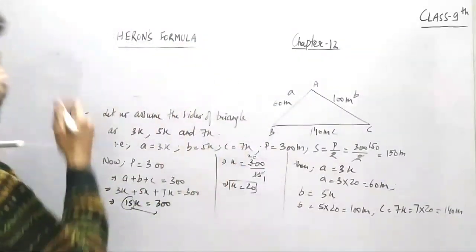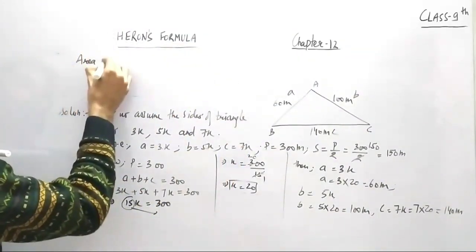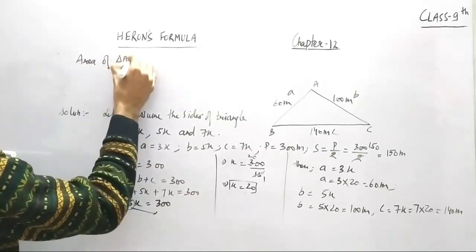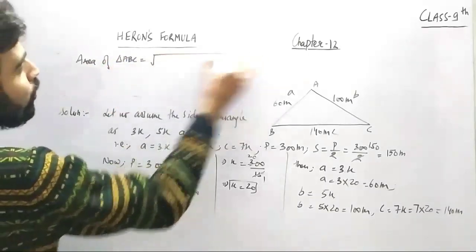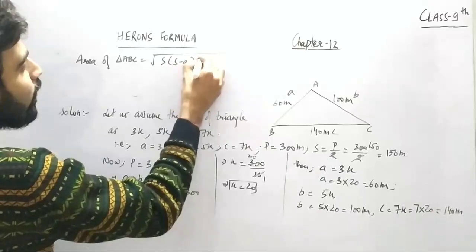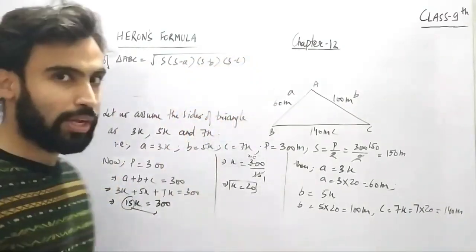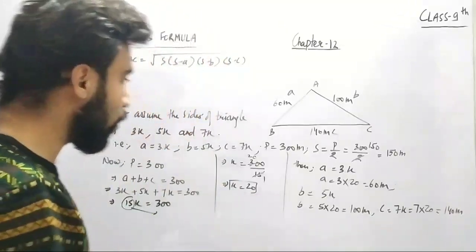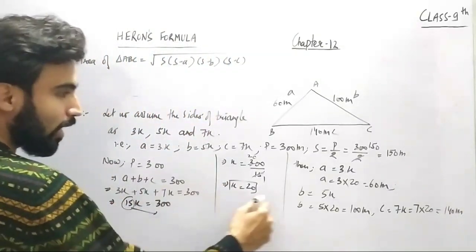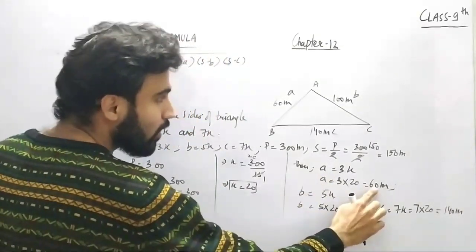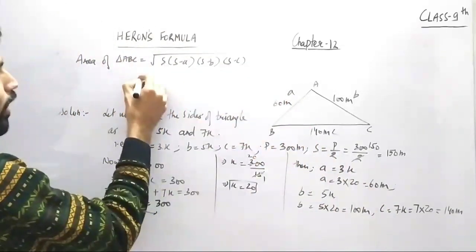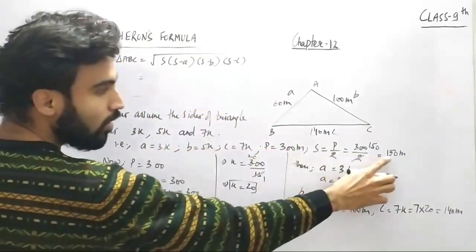Now you can see we know the area of triangle ABC here will be under root s, s minus a, s minus b, s minus c. You know the Heron's formula here. So let me just now substitute the values here. So यहाँ पे आप देख सकते हैं a की वैल्यू कितनी थी आपके पास, 60 meters. You can see here, and you can see the value of s is 150.